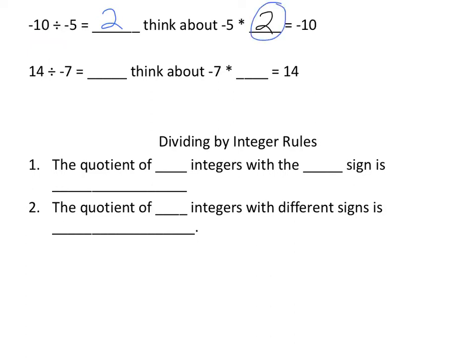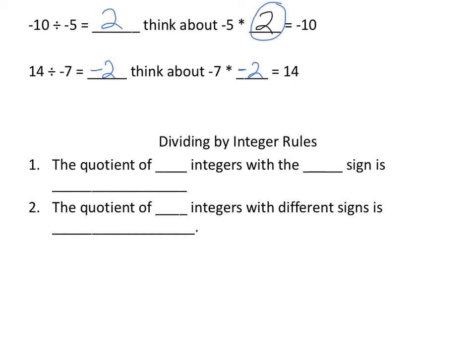So what about 14 divided by negative 7? Well, if you think about negative 7 times what equals 14? We have a negative, but we have a positive product. And we only get a positive product if they have the same sign. So this is going to have to be a negative. 7 times 2 equals 14. So 14 divided by negative 7 is negative 2.